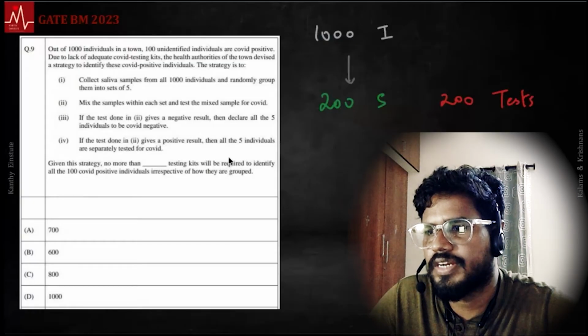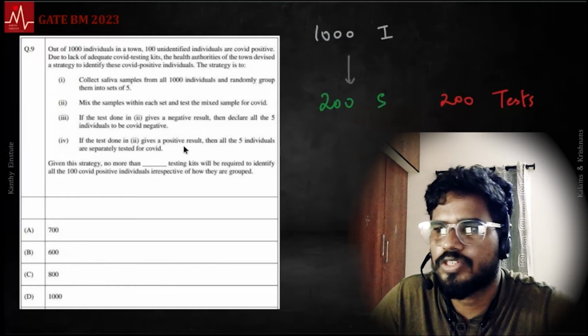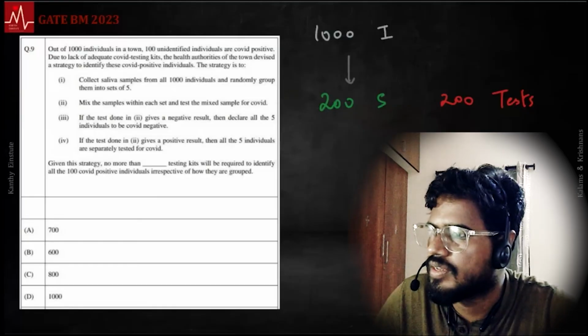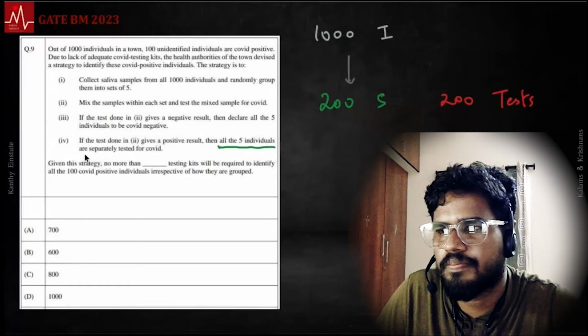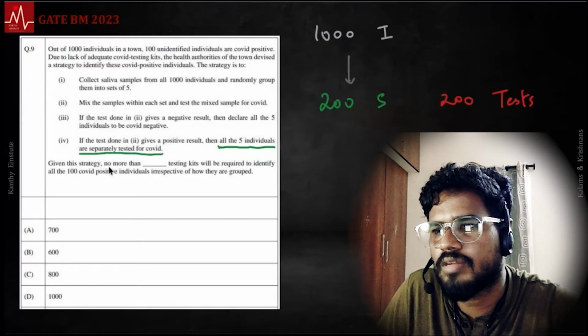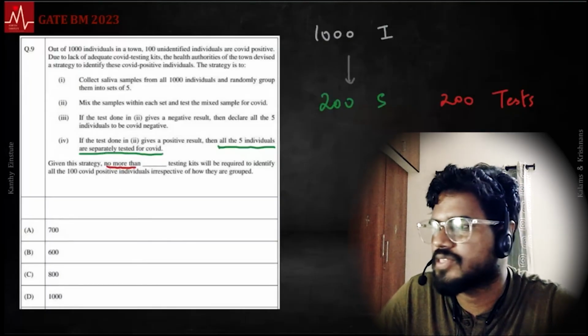If the test gives a negative result, then declare all 5 individuals to be COVID negative. If the test result is positive, then all the 5 individuals are separately tested. This is no more than, in other words, think of the worst case scenario while doing this testing.